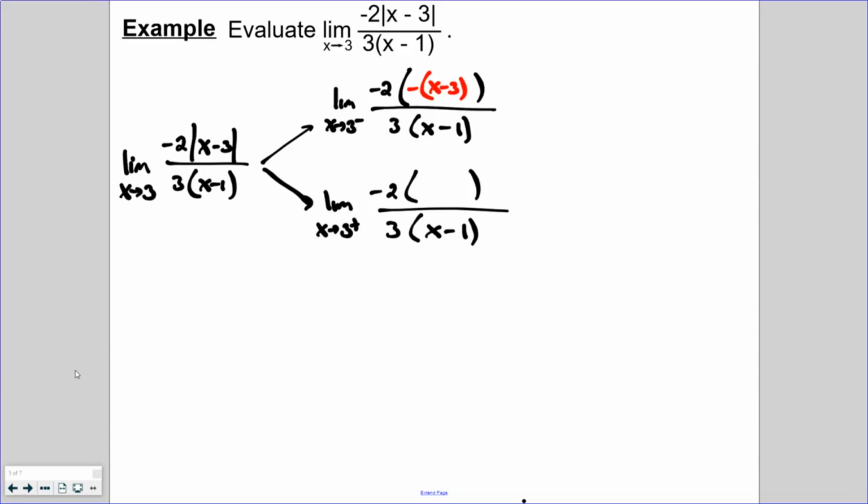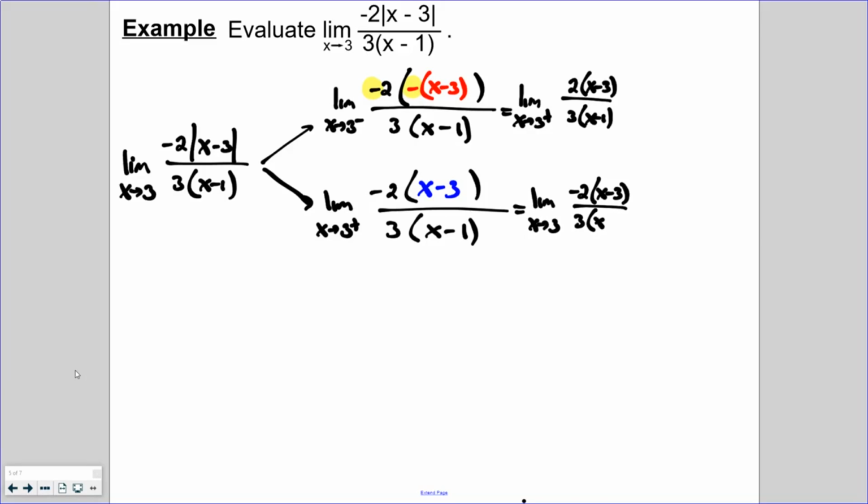So we're just going to have the regular x minus 3. All right, then for the left-sided limit, we can see the negative and the negative are going to cancel out. So we're going to be left with the limit as x approaches 3 from the right of 2 times x minus 3 all over 3 times x minus 1. And for the limit from the right-hand side, we're going to get the limit as x approaches 3 of negative 2 times x minus 3 all over 3 times x minus 1.